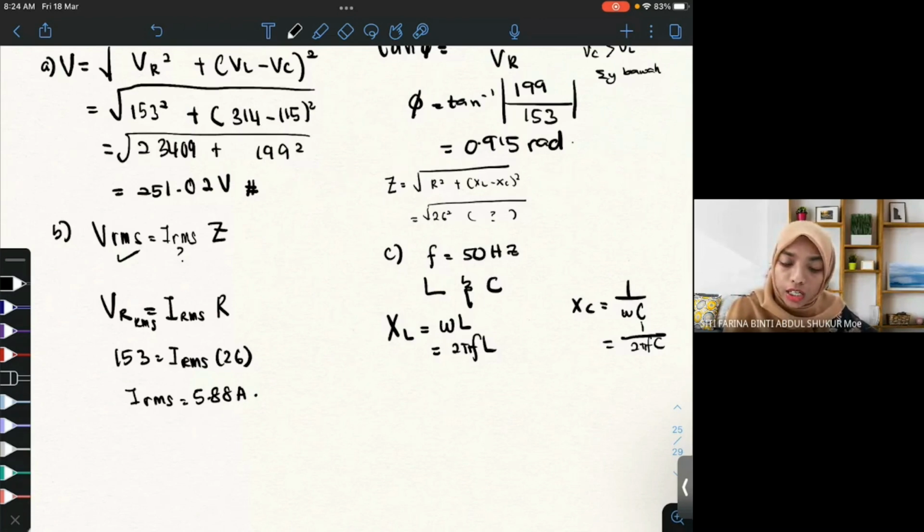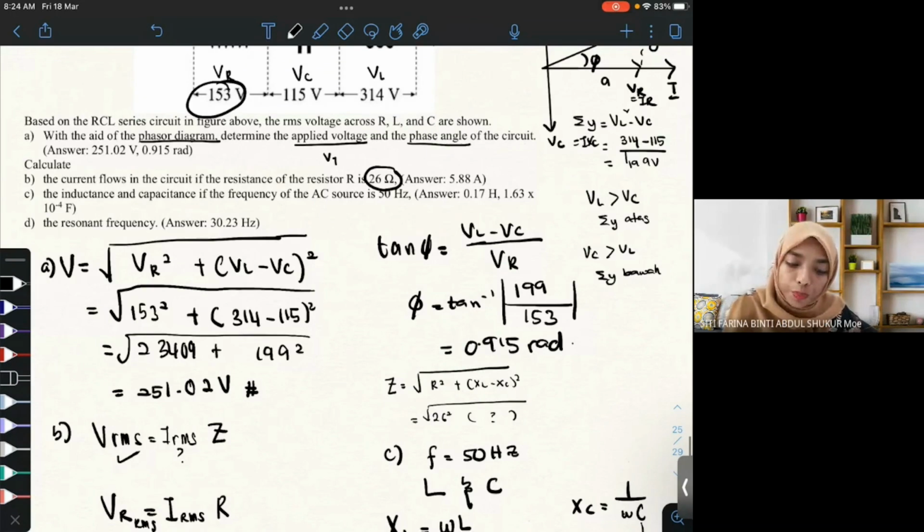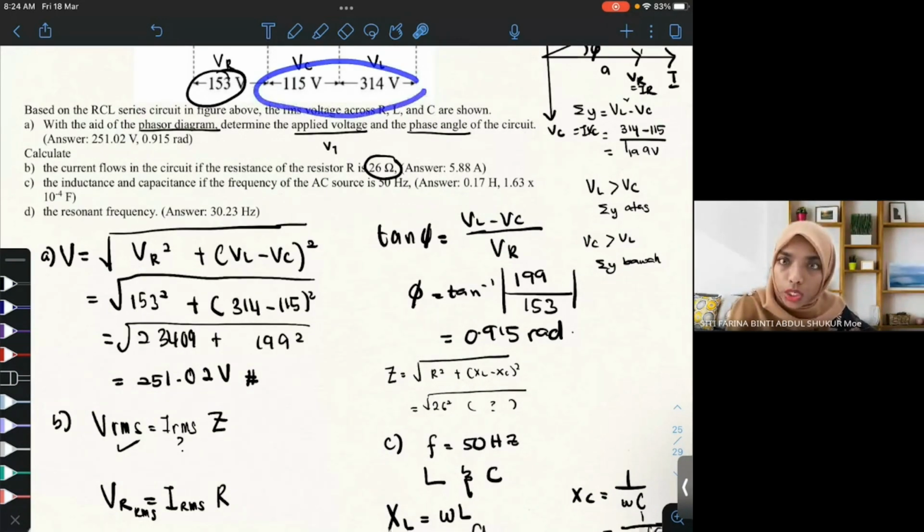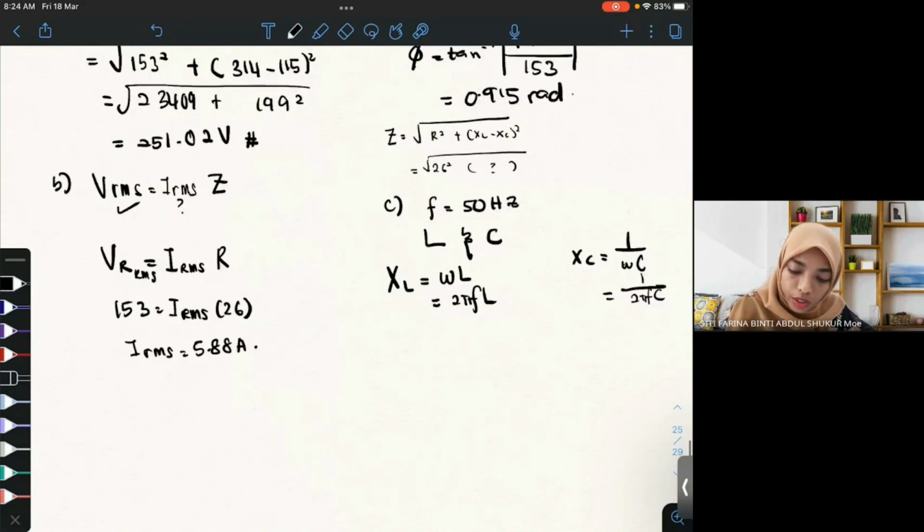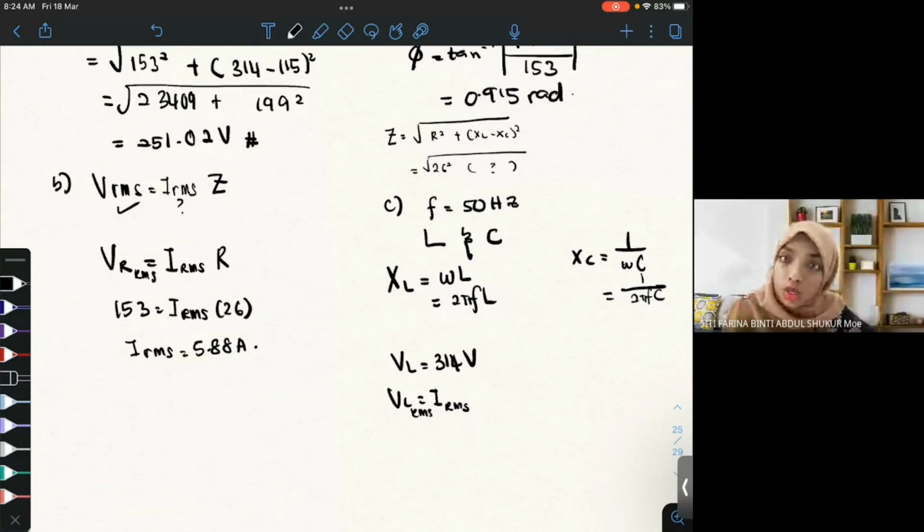Okay, kalau kamu tengok, kita ada voltage drop across each component. So, voltage drop across inductor VL adalah 314V. Okay, so across this inductor kita akan ada current yang lalu, which is current from the supply, RMS, didarab dengan basic Ohm's law, but we are talking about across inductor sahaja, maka dia jadi XL dekat sini. Okay, tempat R tu kita ganti tu dengan, kita substitute dengan XL dekat sini untuk Ohm's law tu.